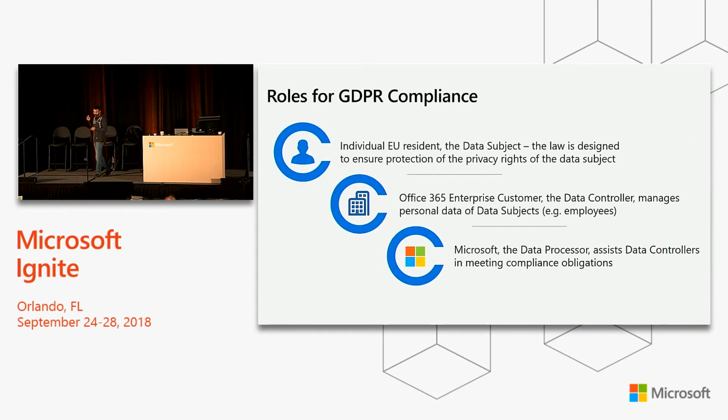All right, quick end with GDPR. So with GDPR, we've got three major personas. The first one is the employee, the individual EU resident. How many of you here are from the EU? Just quick show of hands. All right, good number. So you guys know the basics of GDPR, but here it's really important that the controller over here is the Office 365 Enterprise customer, and Microsoft is the processor, because this is all part of Office 365.